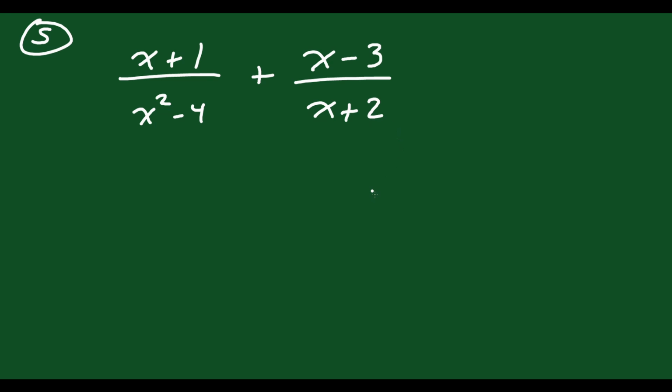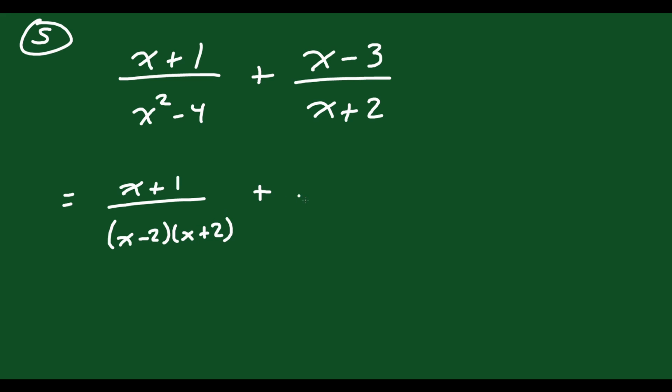Say you have (x + 1)/(x² − 4) + (x − 3)/(x + 2). What do we do here? Well, you're going to need a common denominator, right? What I'll do first is factor the bottom on the left side, just to show what it really looks like, to show all the factors. So that's going to be (x − 2)(x + 2).